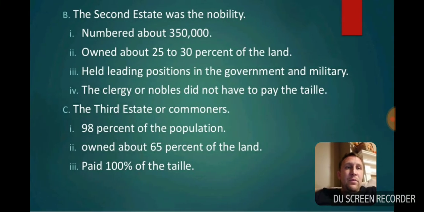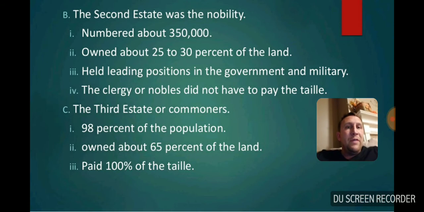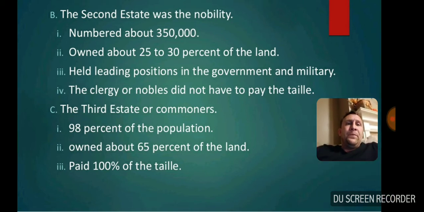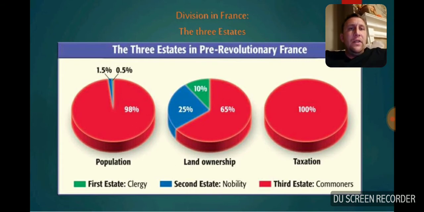The second estate is the nobility. They were 1.5% of the population, or around 350,000 people, 25% of the land, and leading positions in the military and state. They also did not have to pay any of the taille. Then you have the poor commoners. The commoners were the majority of the population, 98%, or 26.5 million people, 65% of the land, and paid 100% of the taille.